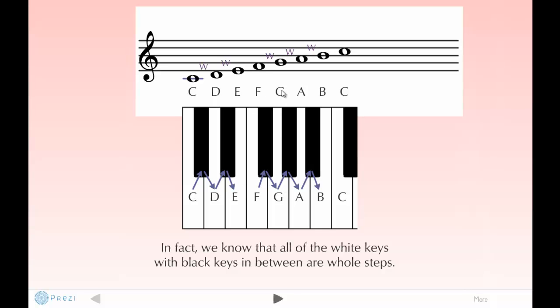So F to G, we also have a whole step. G to A, we have a whole step. And A to B, we have a whole step. All of those are easy to see because we're going from one white key to the next and skipping a black key in between. So we know that all of the white keys with black keys in between are whole steps.